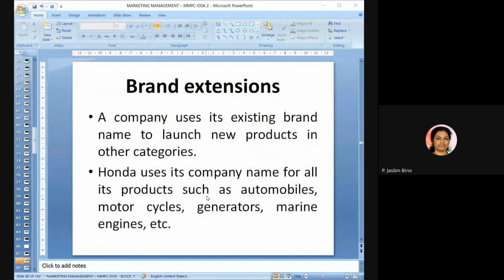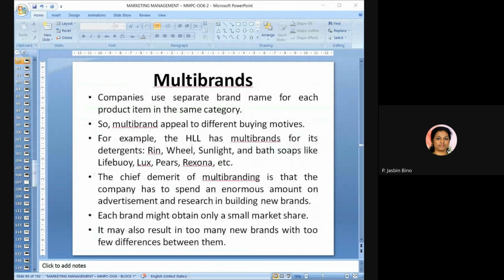The next one is brand extension. The company uses its existing brand name to launch new products in other categories. Honda uses its company name for all its products, such as automobiles, motorcycles, generators, and marine engines. For everything, they use the same brand, Honda, the company name. Multi-brands means separate brand names for each product item in the same category. They will have separate brand names for each category of products. That is what is known as multi-brands.